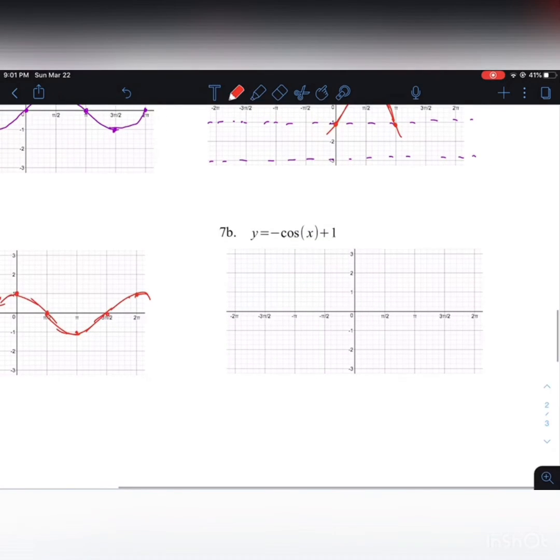The negative cosine of x plus 1. Plus 1 is the graph's new middle. The top and bottom are just up 1 and down 1. Now, so 1 is the amplitude. This is the graph's middle. This is the graph's amplitude, or height from the middle.